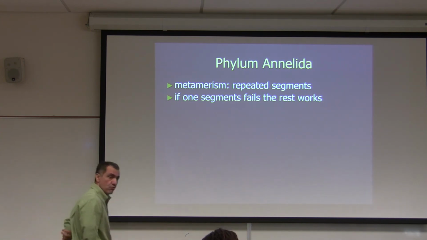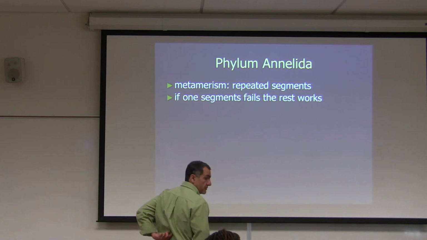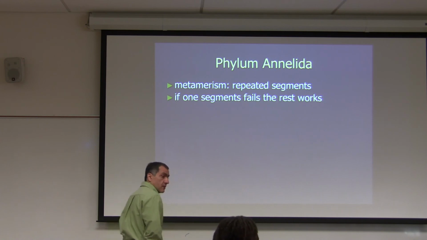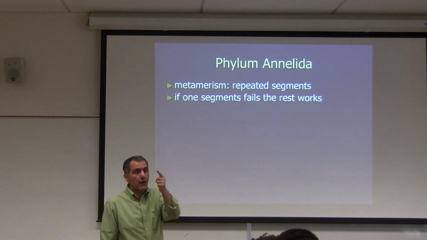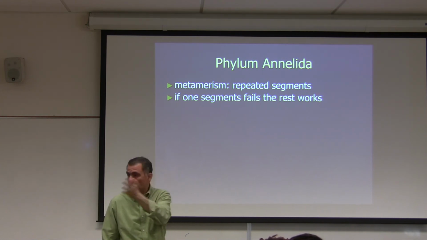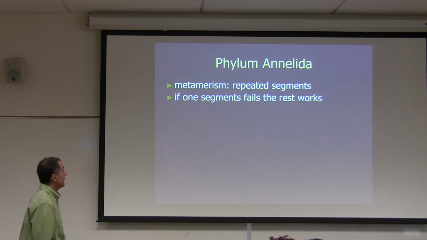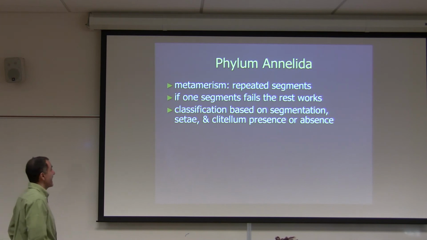You can remove one, I've heard even two, of your vertebrae, and you can still be functional. With your fingers, you can cut one or two digits and you still have three fingers and so forth. Classification is based on segmentation, setae.